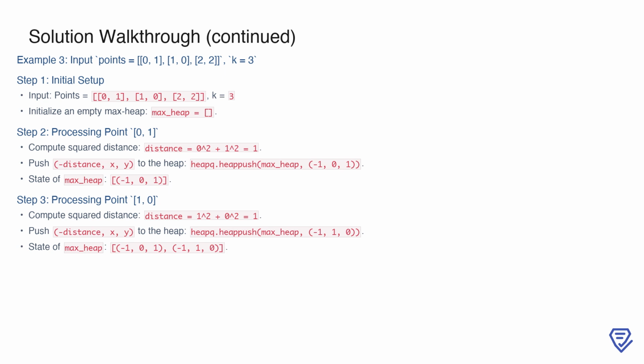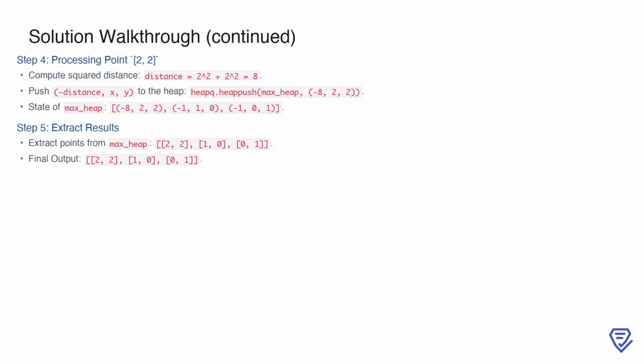Next, we process the point [1, 0]. The squared distance is 1² + 0² = 1. We push this into the heap as [-1, 1, 0], which results in a heap state of [-1, 0, 1], [-1, 1, 0]. Finally, we process the point [2, 2].